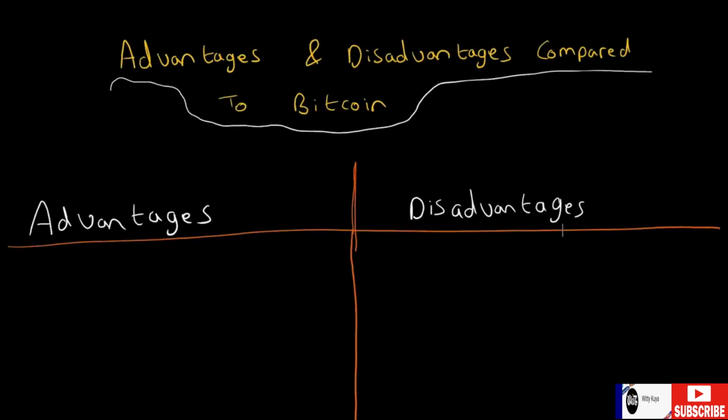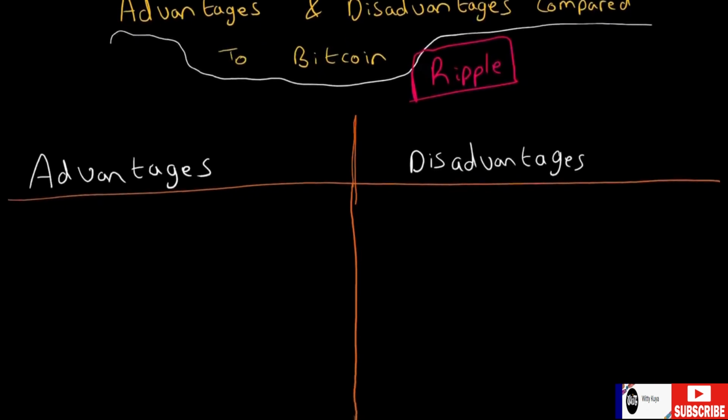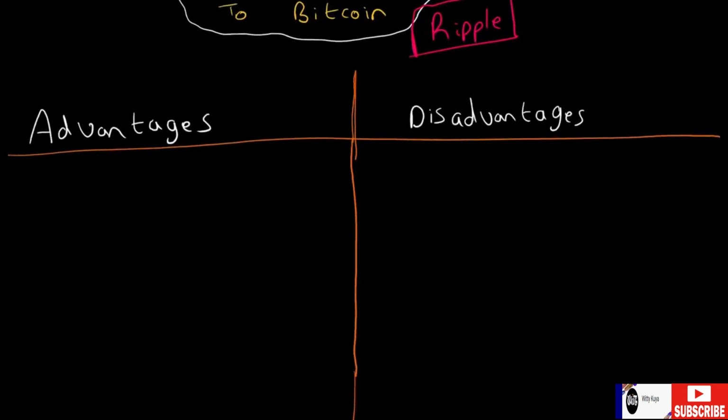Hello, in this lesson I am going to cover the advantages and disadvantages of Ripple compared to Bitcoin. So let's just write Ripple up here, not Bipple, Ripple. So we've covered what it is, how it differs to Bitcoin. So let's cover the disadvantages and the advantages. So the first thing we'll do is cover the advantages.